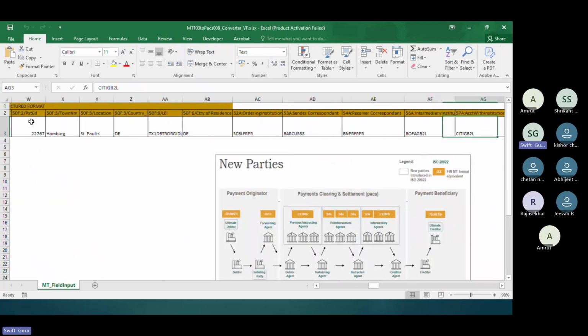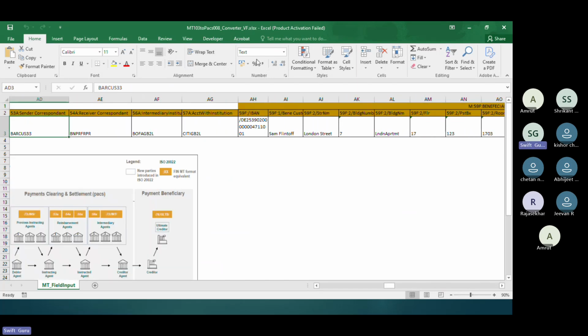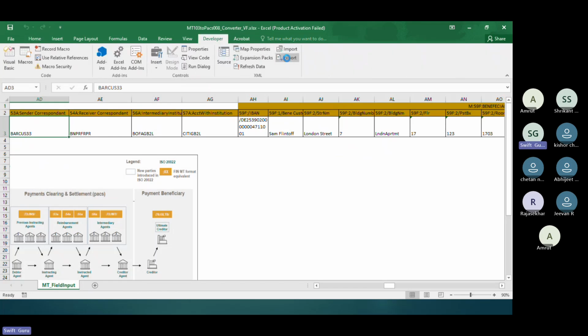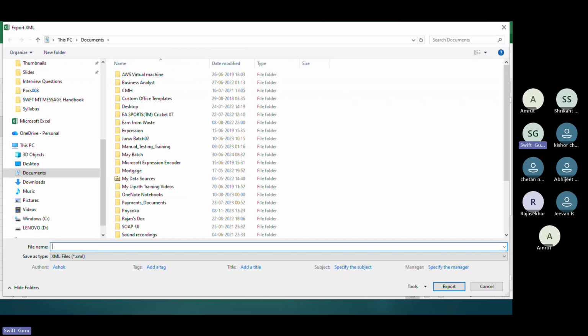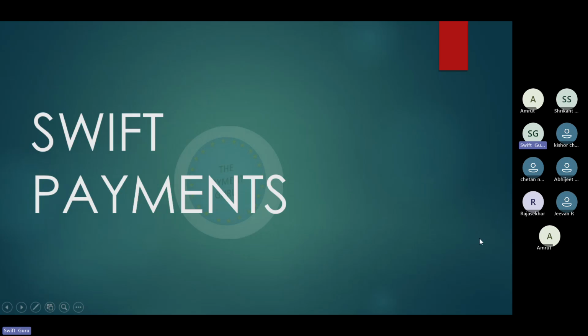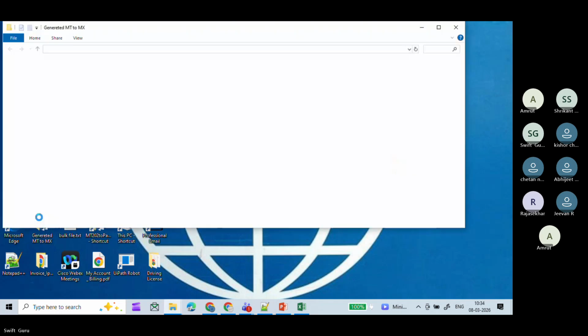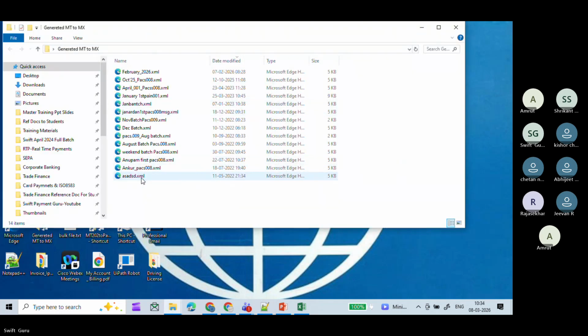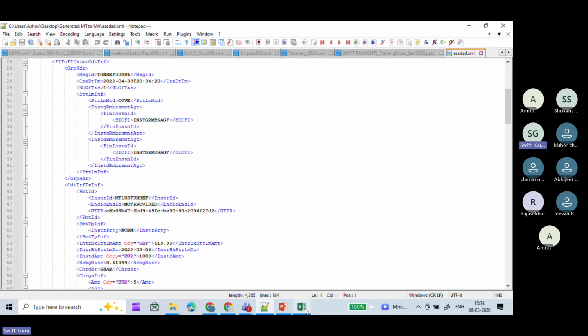You need to populate the data over here. And once you have populated it, all you need to do is go to the developer option, click on export, and it will be translated into the respective ISO 20022 MX message. Just click on the export button here, and it will ask you the path where you want to save it. Once you save it, it will get converted into the respective MX message. This is your MX message. The MT message was this.